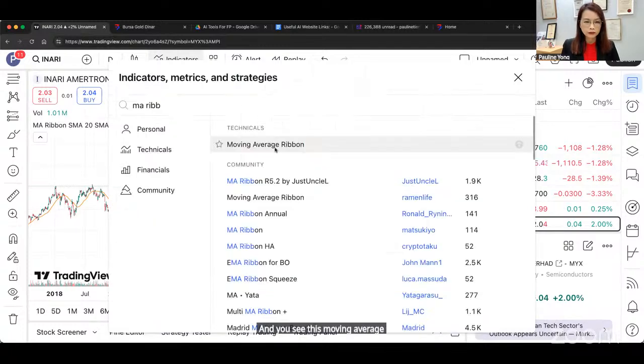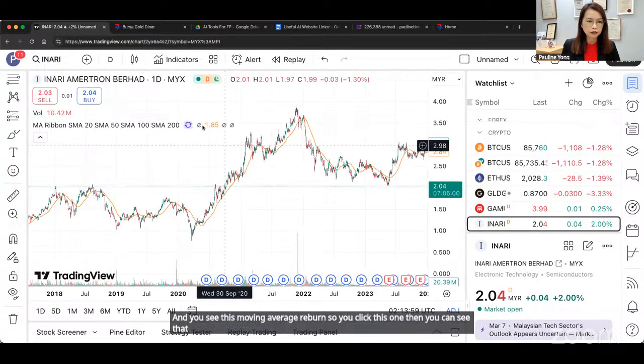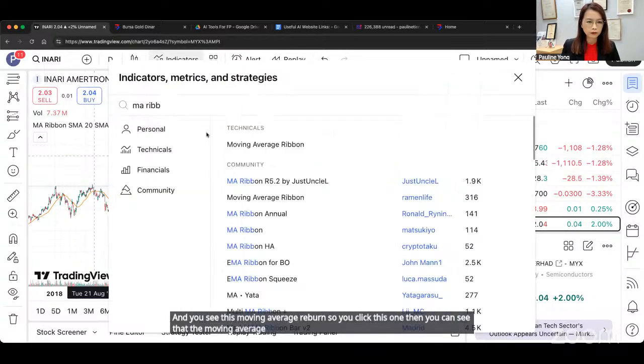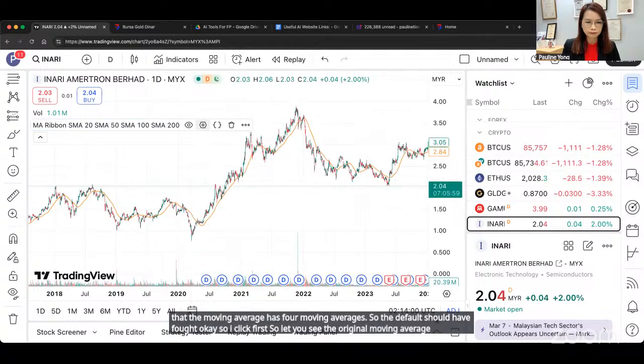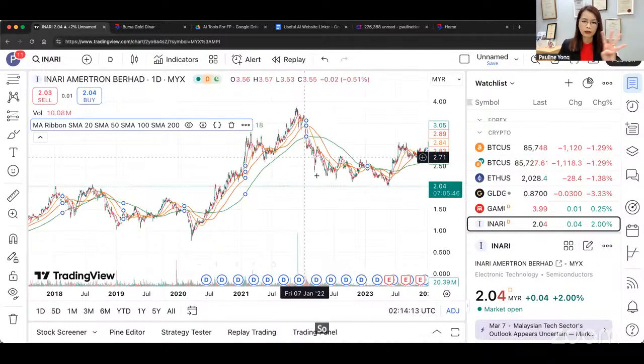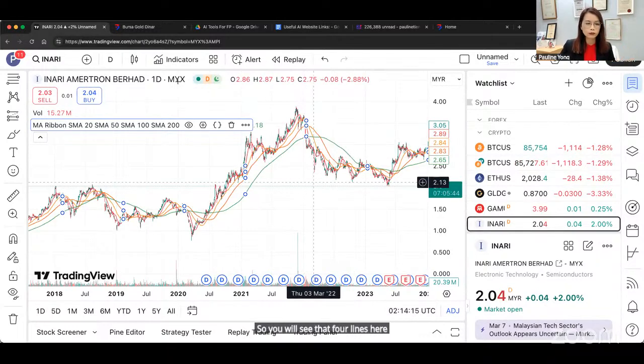So you click this one, then you can see that there are 4 moving averages here. The default should have 4. I click first, so you can see the original moving average. You will see 4 lines here. For this ribbon, you will see 4 lines.